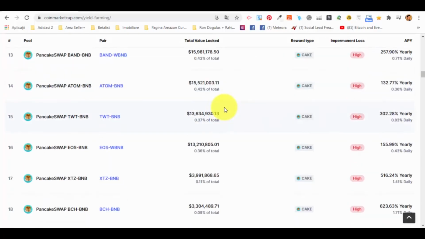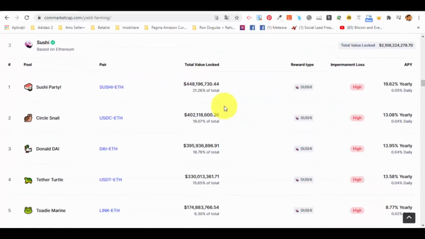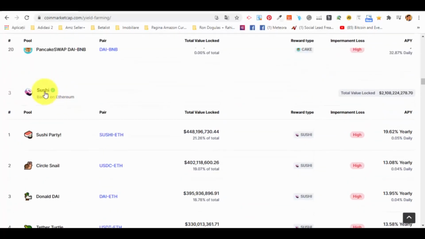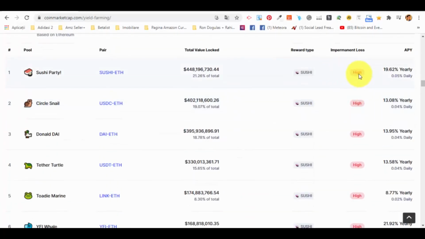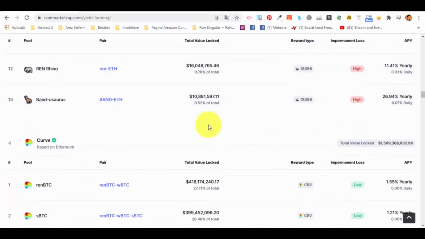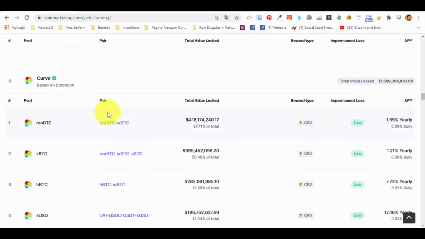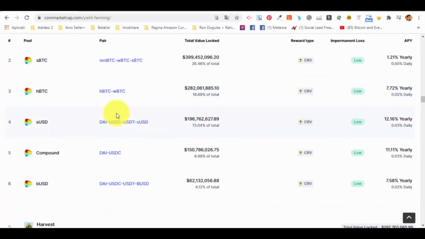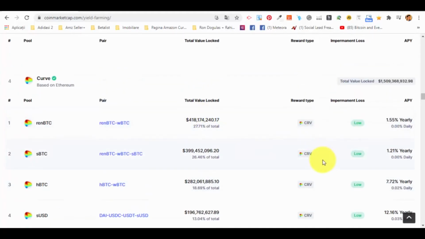And if you scroll down, let's see what others we have. Sushi. Okay, high risk for Sushi. Then we have Curve, and we can see that Curve has low impermanent loss rates. Curve, if we are not mistaken, is one of the first types of these platforms which is somehow regulated, so it should be a little bit more stable from what we know, but do your own research.